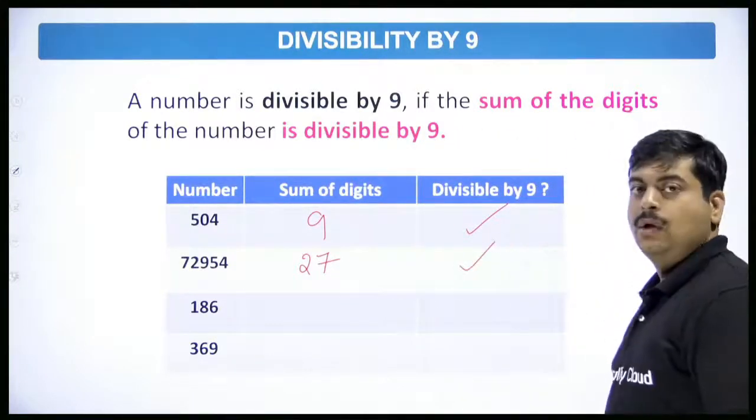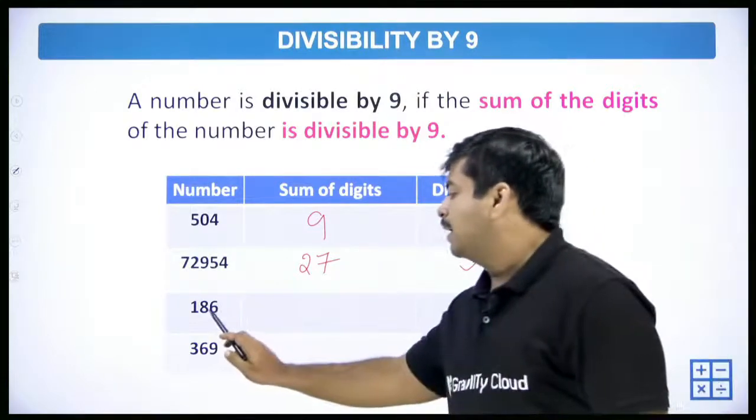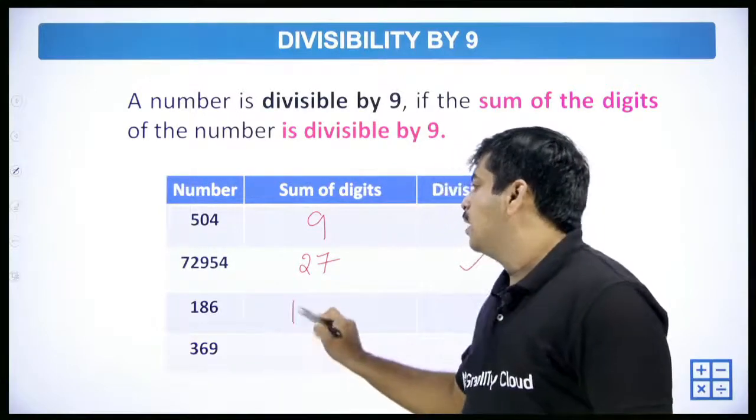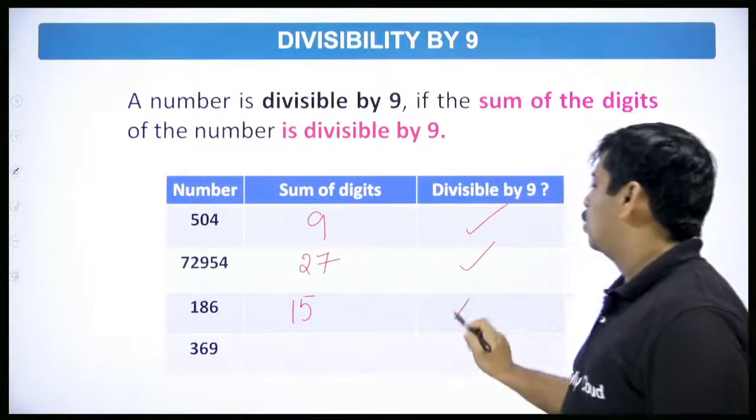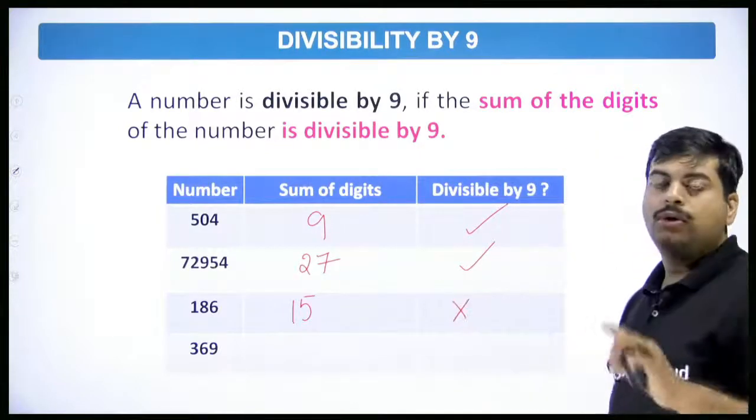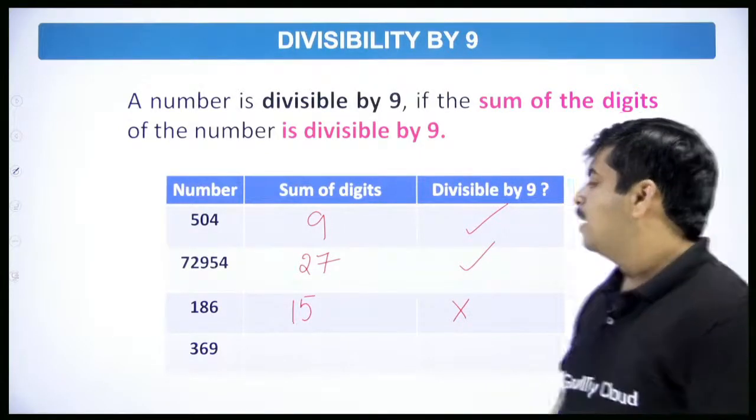Yes. 186. 6 plus 8, 14. 14 plus 1 is 15. Is it divisible by 9? No. So 186 is not divisible by 9.